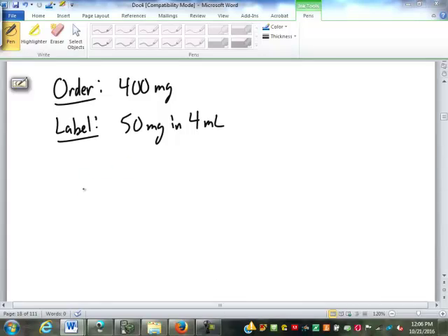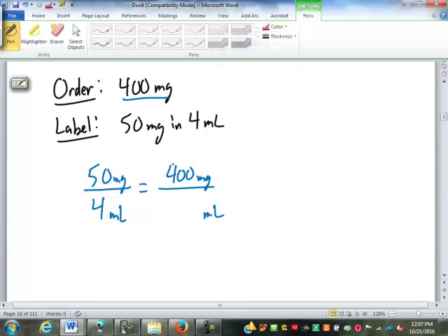So for our first ratio, we use the label, 50 milligrams, 4 milliliters. In the other ratio, the milligrams have to go on top. So 400 milligrams on top, milliliters on bottom. Cross multiply and divide. 4 times 400 divided by 50 is going to give us 32. So administer 32 milliliters to the patient.